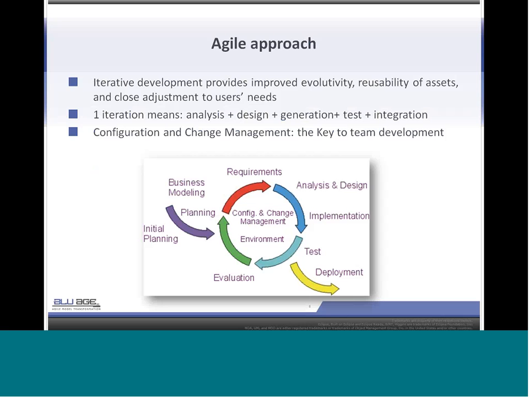So we can imagine in a project we can have results in the first iterations, and we are not waiting for many months to see the results, to see the execution of the application. And we can integrate this process into a classic configuration and change management. So this is the key to team development that will work in a collaborative environment to generate the source code and validate and iterate on the model until the final result.